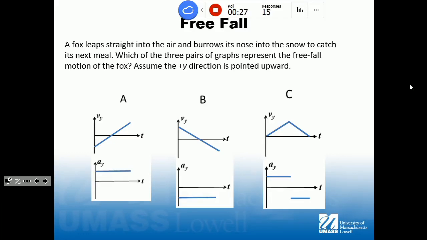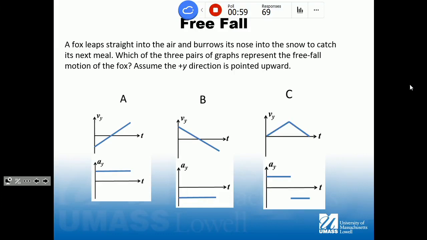And you're looking for velocity and acceleration curves that describe that motion. Right? So think about what's happening to velocity. As the ball goes up, what's happening to velocity? Increasing or decreasing? Decreasing. Right? The ball, the fox, slows down on its way up.